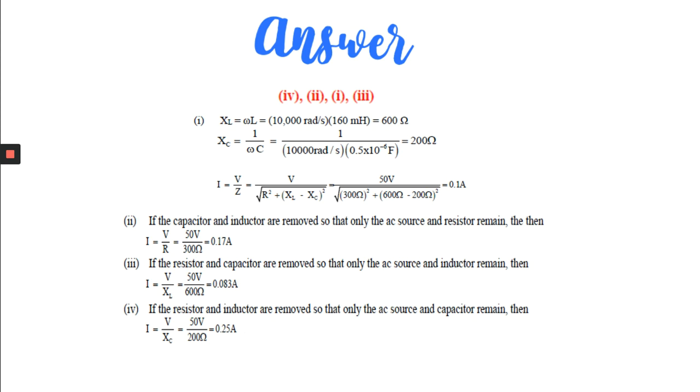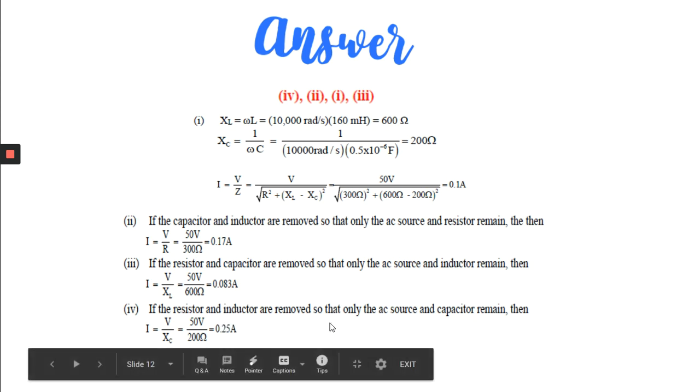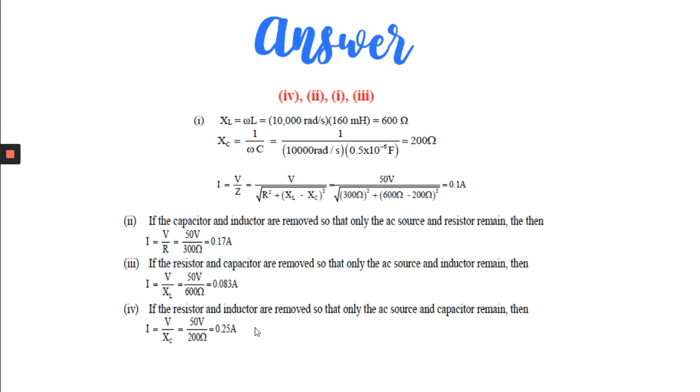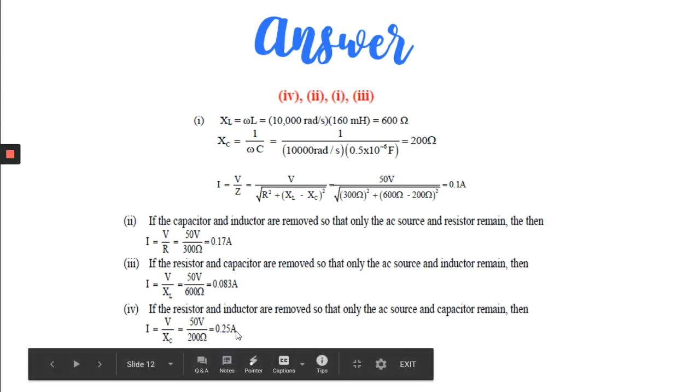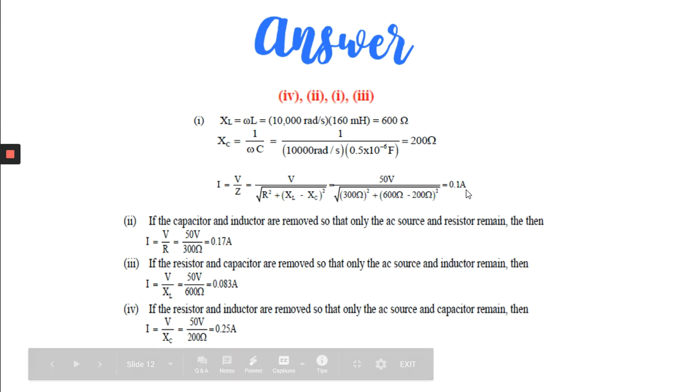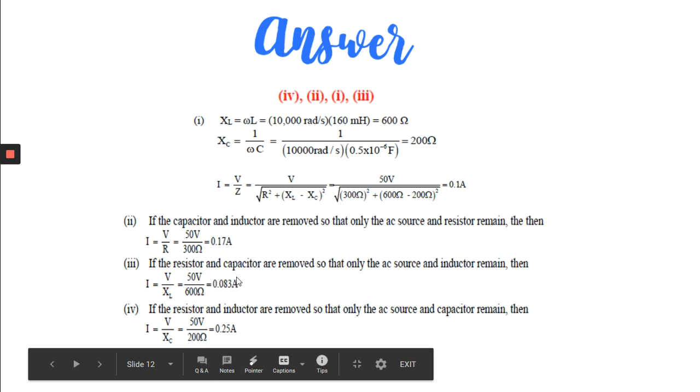So if you arrange, the current is more when your resistor and inductor are removed, only when there is a capacitor, because your frequency is very high. So that's why XC is less, so the current is more. Then next is when only the resistor is there, then the full LCR series circuit, and the last one is when only the inductor is there. So you can arrange it easily.